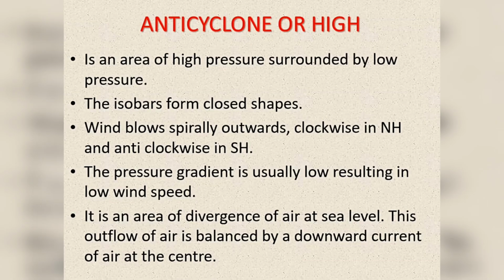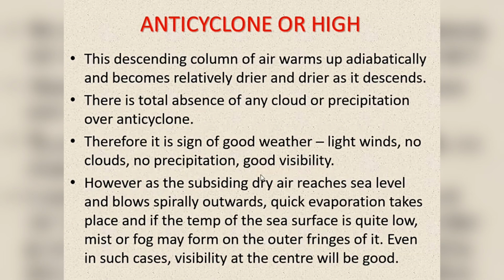Now this descending column of air warms up adiabatically. We know the very basic: if the air is rising, it will lose temperature, it starts becoming cooler. And the opposite happens when the air starts descending. So when the air is descending, it starts getting warmed up adiabatically, without any addition of external heat, and becomes relatively drier and drier as it descends.